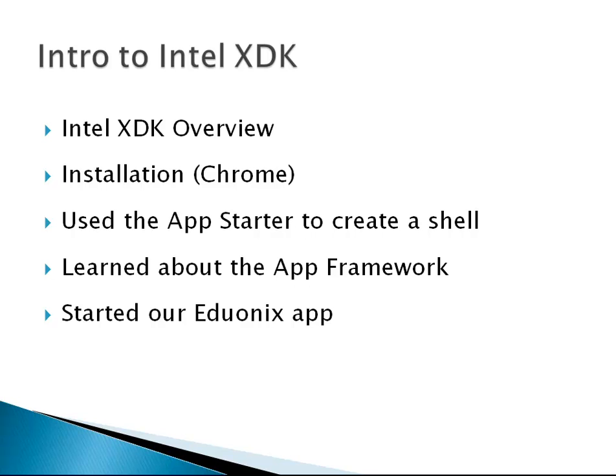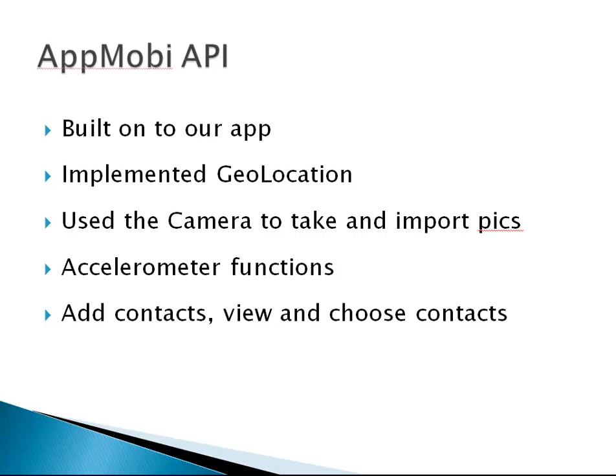Then we moved on from PhoneGap to Intel XDK, went over that, installed that, the Chrome extension. We used the app starter to create a base shell for our application. We learned about the app framework, and we started our Eduonix app, which included a couple different APIs. The AppMobi API is basically the XDK API. It's pretty much the same thing.